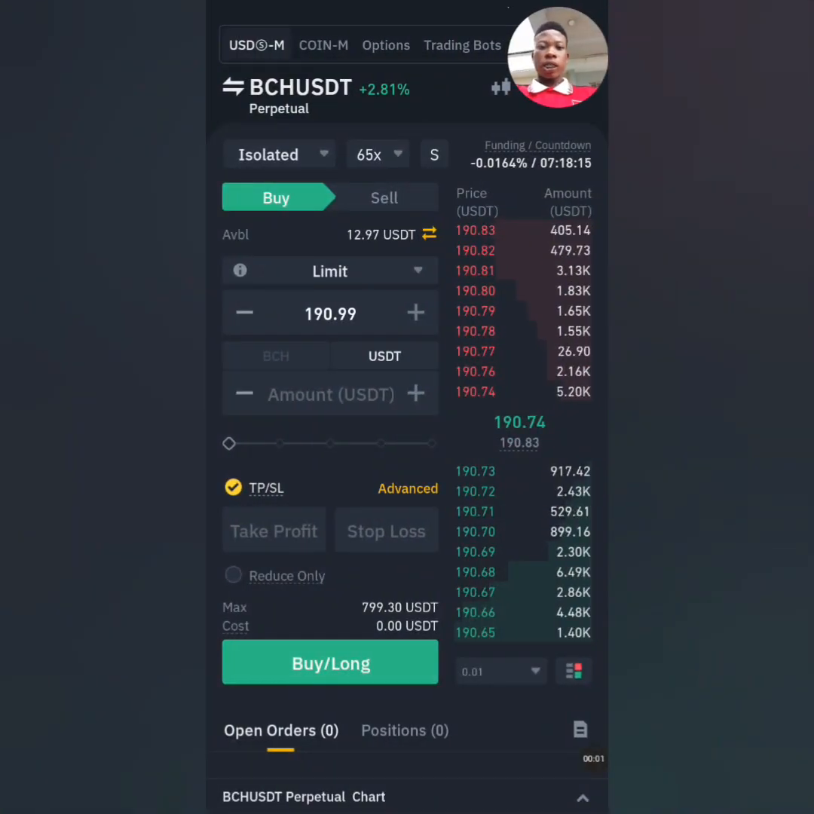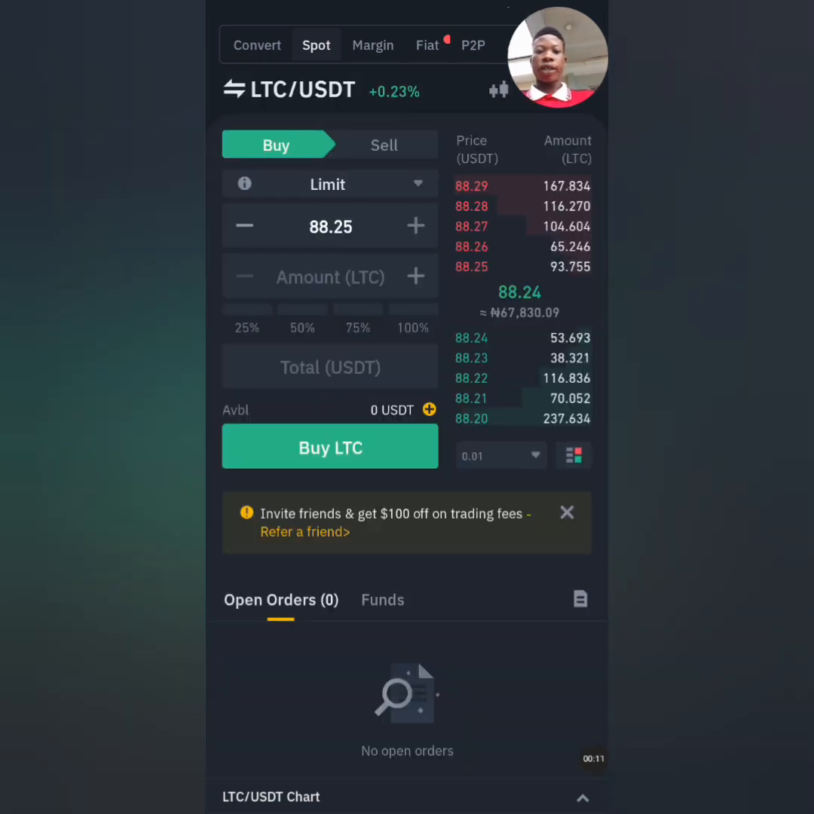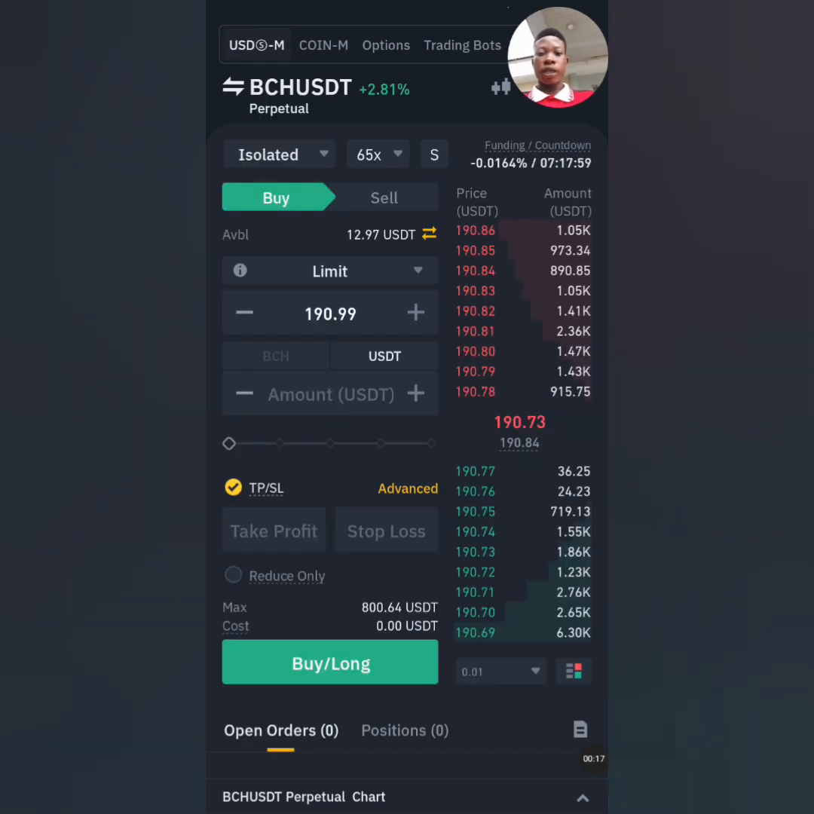Let's head to Binance futures and see what it really is. Alright, right here is the Binance futures wallet. This is where you trade your futures. We also have the spot wallet right here, where I've already explained how you can take your trade in the Binance spot wallet. Now we'll be learning how you can take your trade in the futures wallet. So we are taking the futures wallet now.